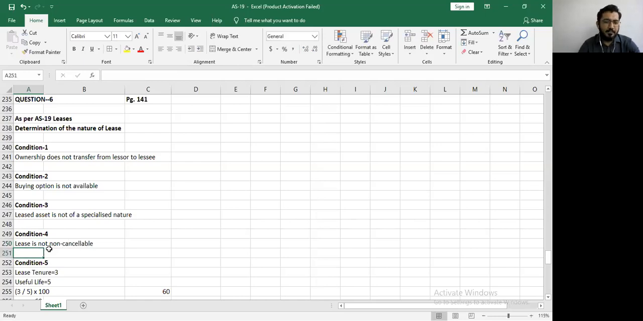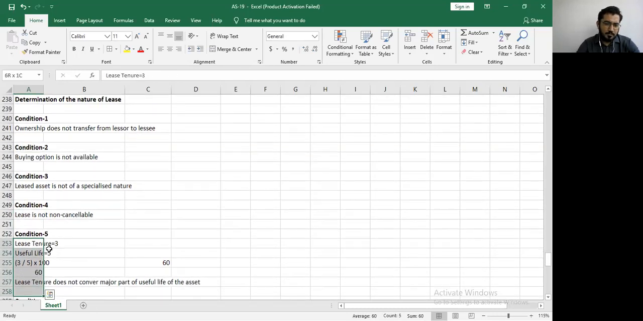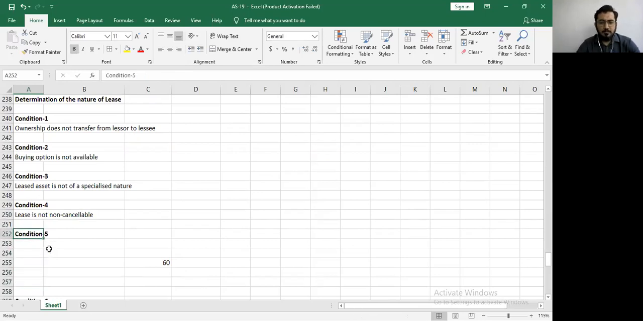It is not given anywhere that the lease is non-cancelable. Since it is not given, this condition is also not getting satisfied. Okay, let's come to the fifth condition.